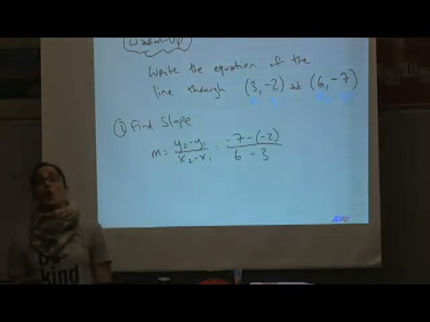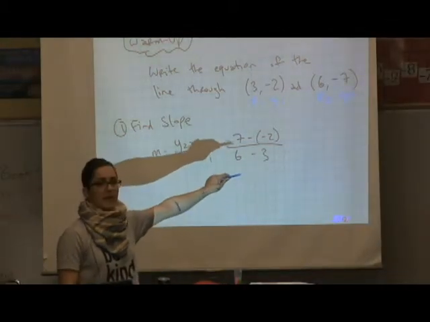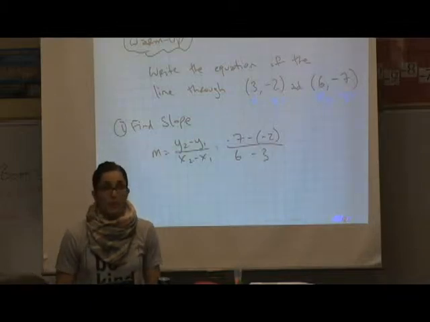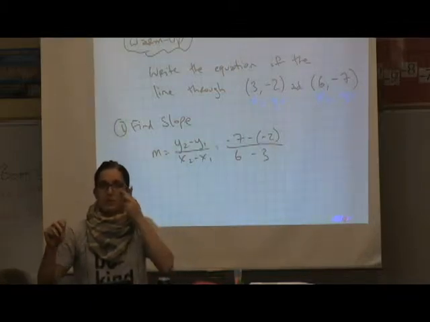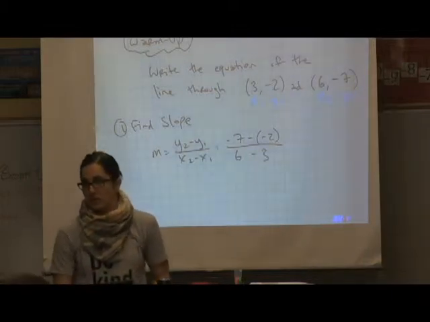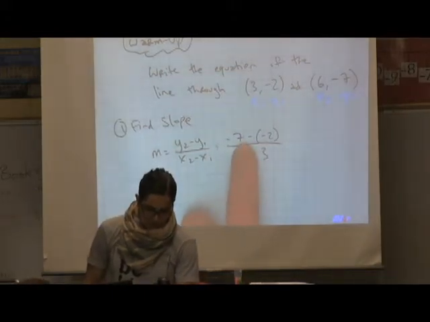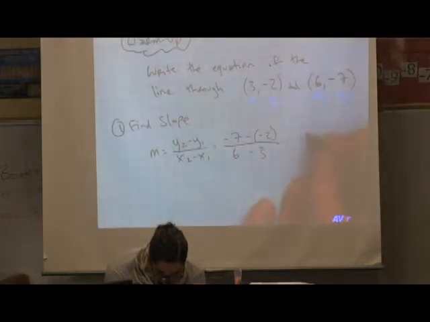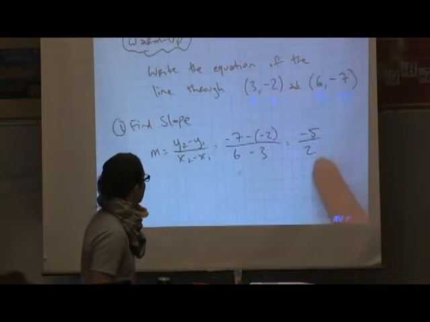There is absolutely zero reason why you should get a wrong answer here. I don't care if you are not sure about the rules of negative numbers because you have a calculator. So there's no reason you should have a computational error. You should use a calculator, okay? So here when I'm looking at this, -7 minus a -2 is +2, that's -5, and 6 minus 3 is 3. So that's my slope.